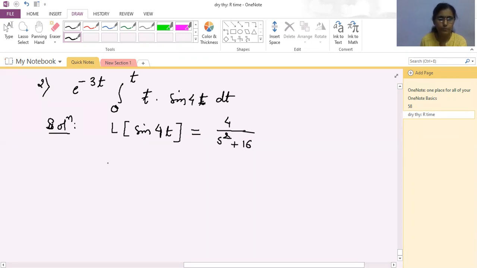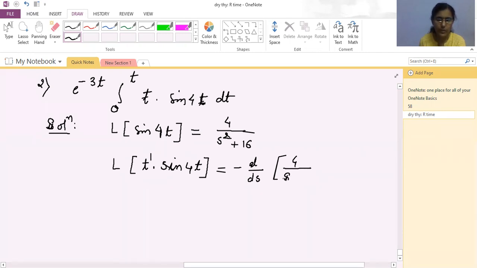Then next, this sine 4t is multiplied by t. So we have to find the Laplace of t into sine 4t. Now the function is multiplied by t raised to power 1. So by using the effect of multiplication by t, we have to write minus d by ds of the function. The function is 4 upon s square plus 16.